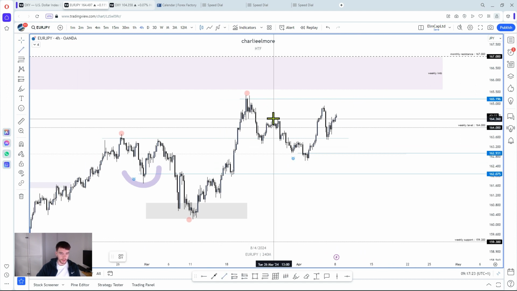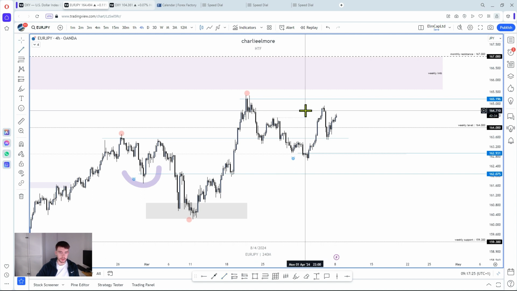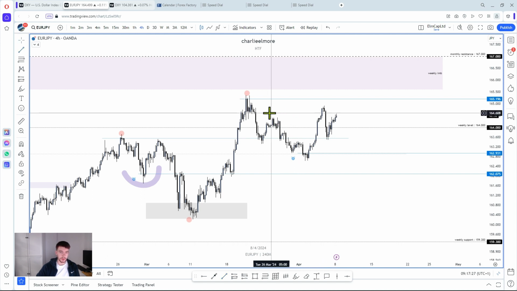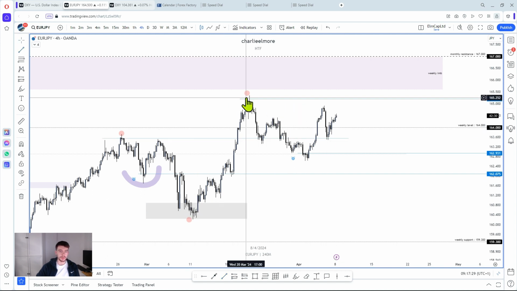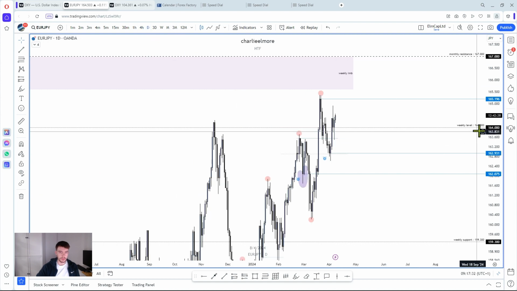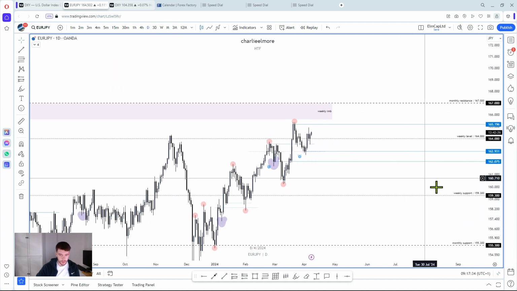We've also broken that structure as well. So that was internal structure anyway. But yeah, everything is aligning to the upside for sure. Yeah, very, very simple.